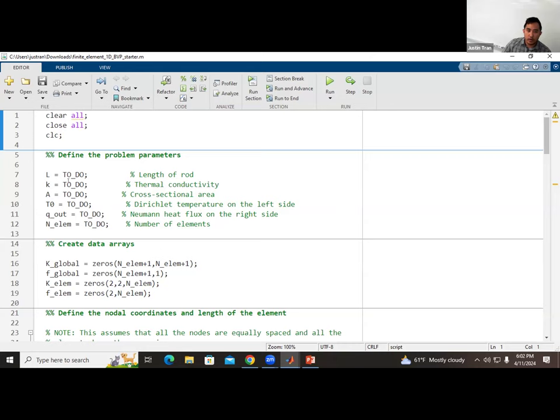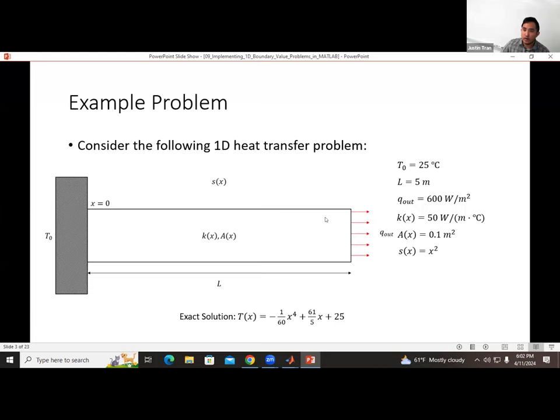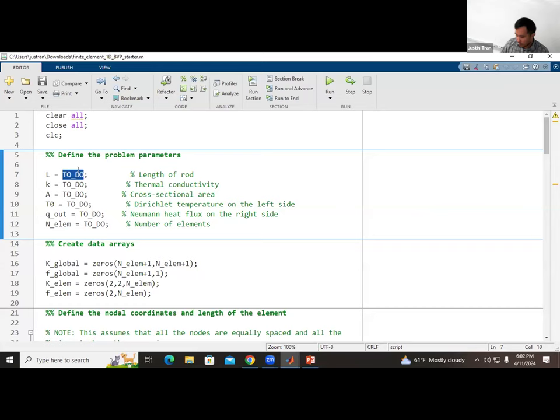We need to define the Dirichlet boundary condition on the left side, and the heat flux on the right side. So let's go ahead and fill all those in based on this diagram here. So the length of the rod here is 5 meters, and so I'm going to plug in 5 for this. Okay.